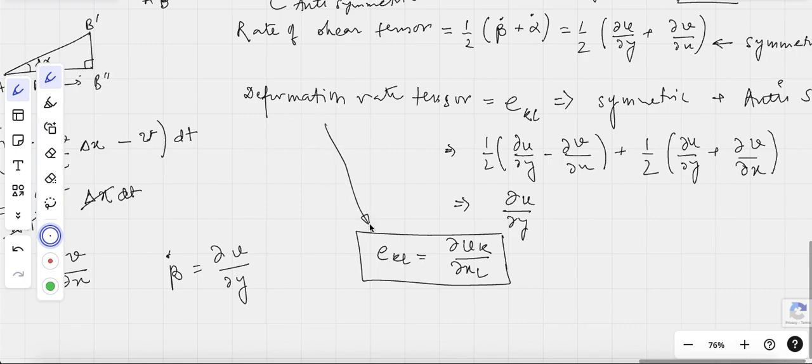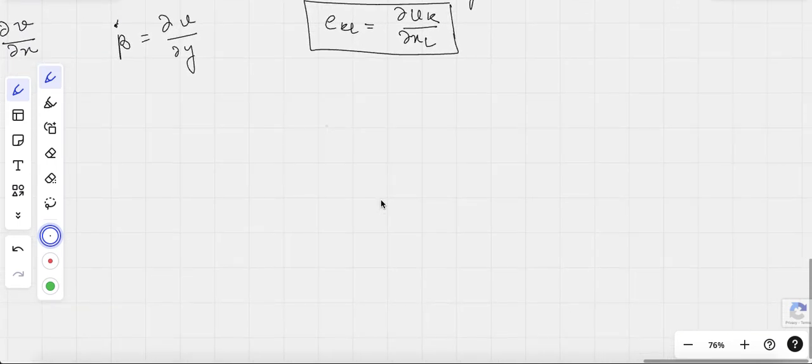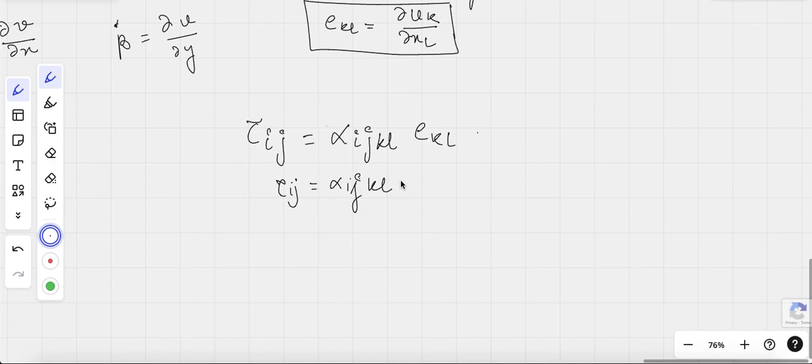Deformation rate tensor, we have also seen from assumption 2 that tau ij is equal to alpha ijkl e_kl, alpha ijkl into du_k by dx_l. We'll use this over here, right?